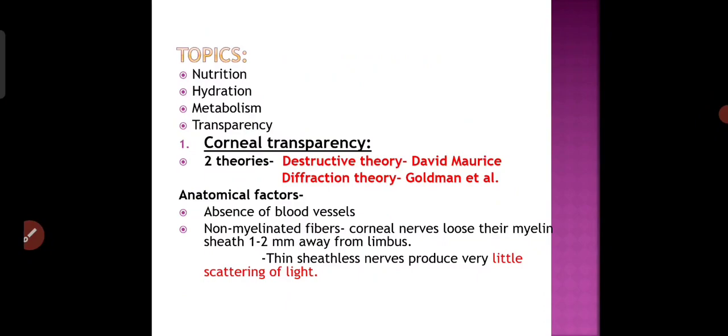First, coming to the first topic, corneal transparency. This was explained by 2 different theories, the destructive theory given by David Morris and the diffraction theory by Goldman et al. This has 2 different factors.